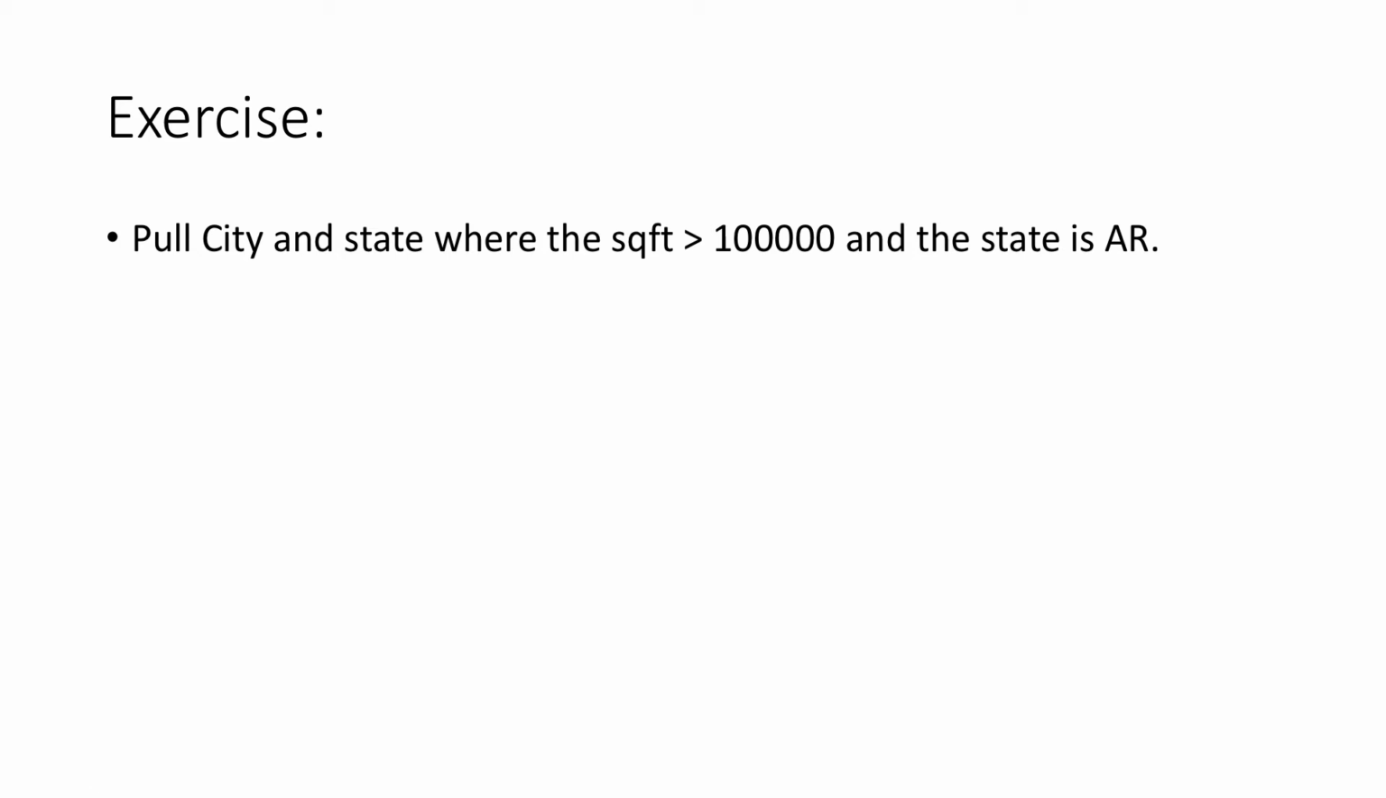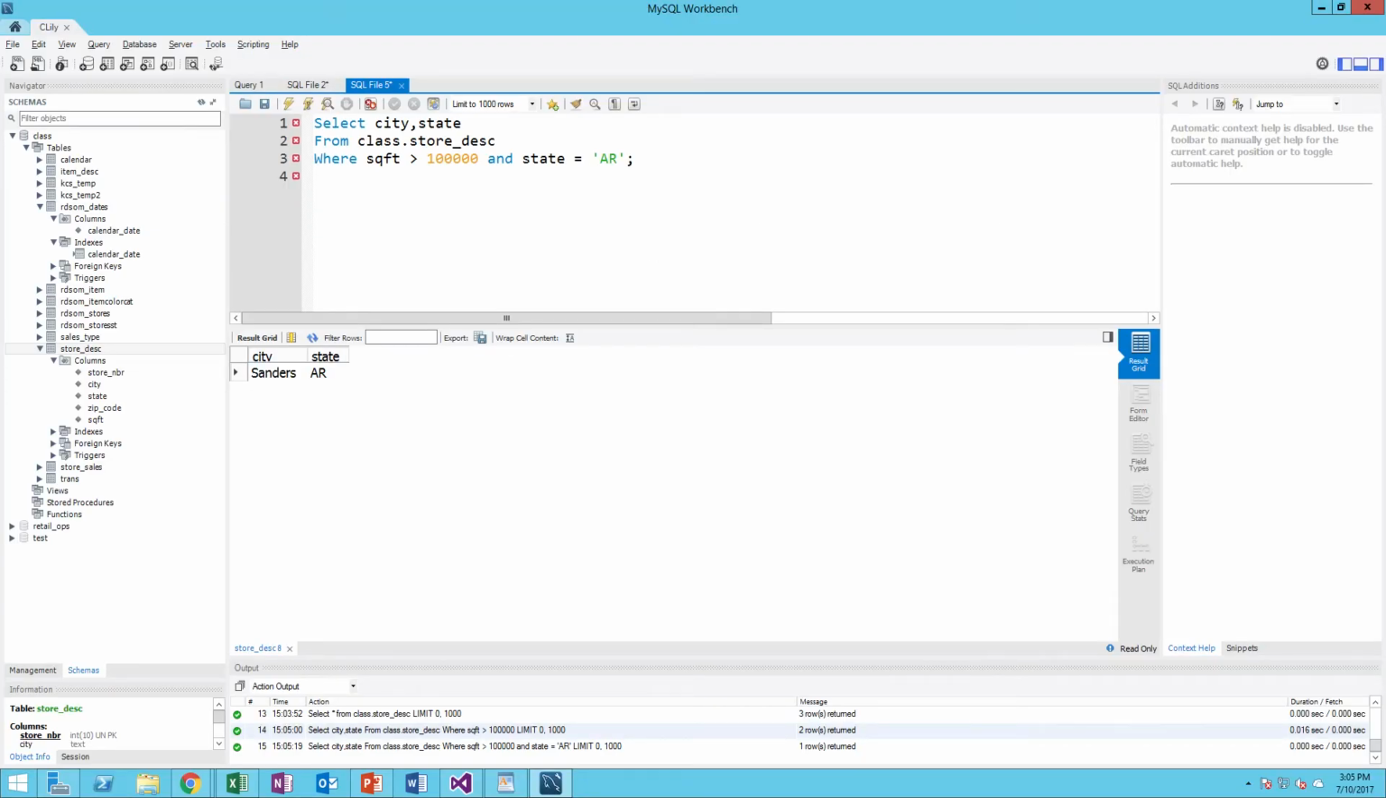So we have an exercise: pull city and state where the square foot is greater than 100,000 and the state is Arkansas. So in our table, this is the one we actually have out on the database, pull city and state from this table where square feet is greater than 100,000, and state equals Arkansas. It returned one store, or yes, one city and state.